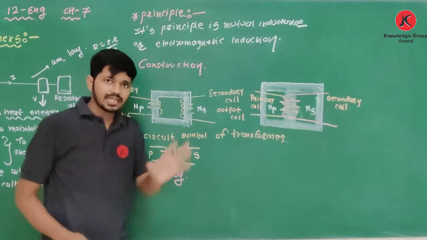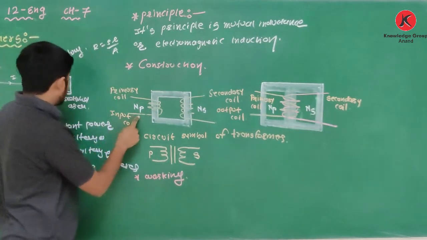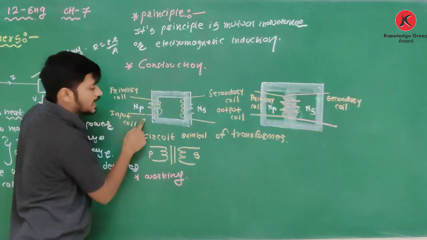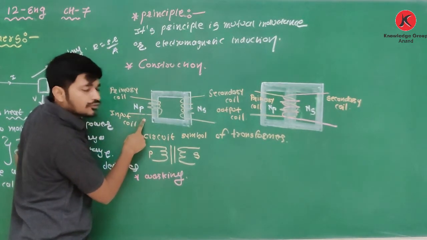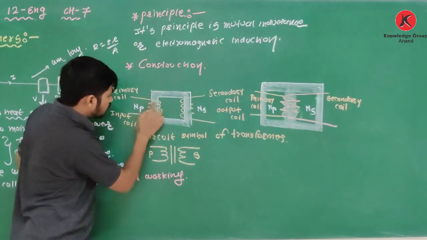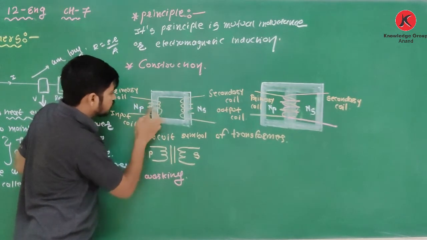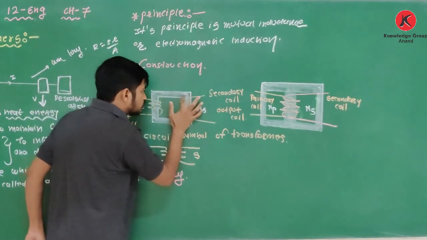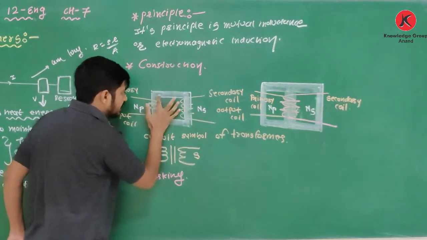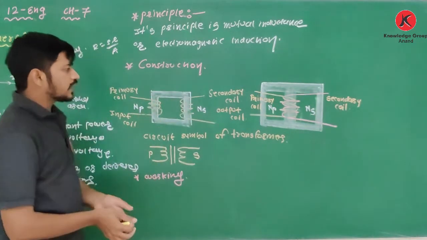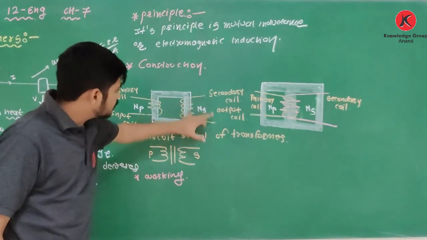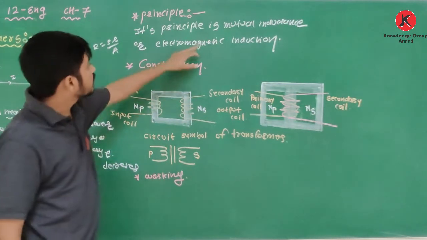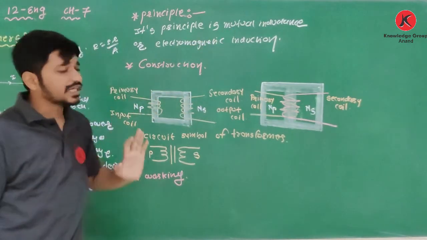Simple. Again I will repeat. This primary coil is connected with the source. So current is flowing through this primary coil, that is AC. So the value of current continuously changes, so the magnetic field also changes, so the flux produced also changes. And that flux is linked through the core to the secondary coil. And between two ends of the secondary coil, EMF is produced. Simple. That's why it is called mutual inductance or electromagnetic induction.